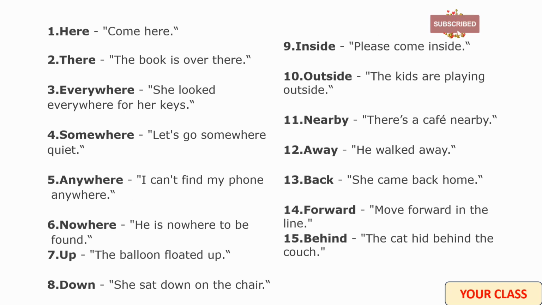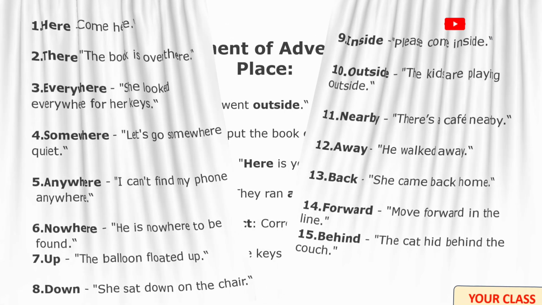Forward refers to moving in the direction of the front. Example, move forward in the line. Behind refers to a position at the back of something. Example, the cat hid behind the couch. These adverbs describe direction or location in space and help clarify where actions take place.